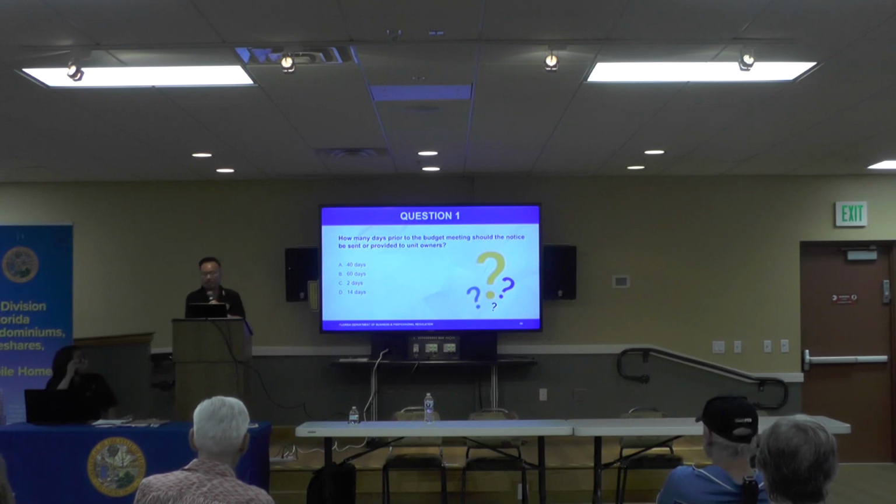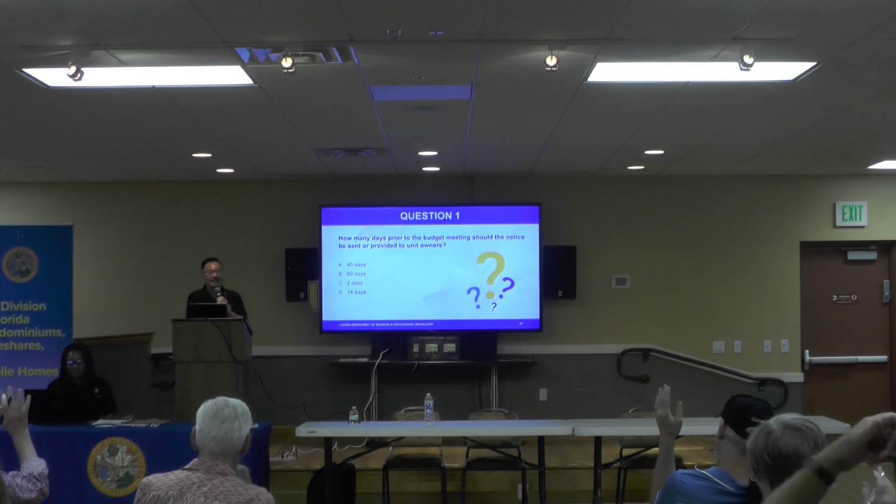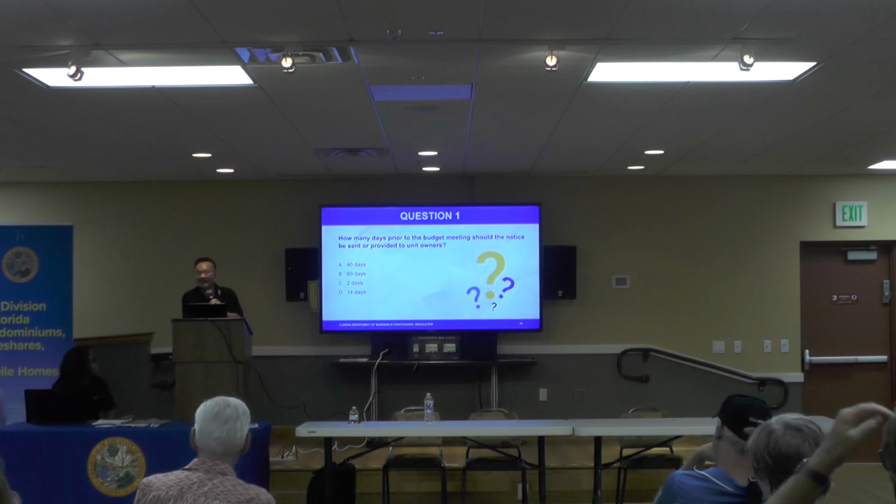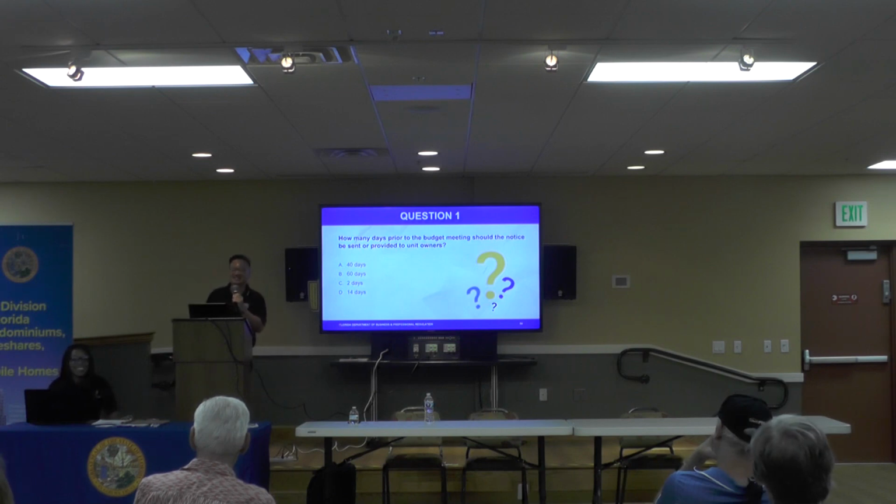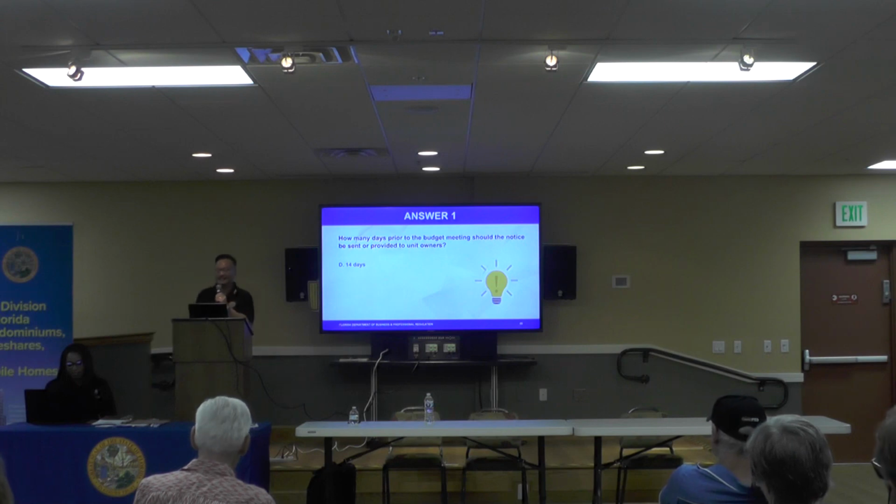How many days prior to the budget meeting should the notice be sent or provided to unit owners? Who says A? Who says B? Raise your hand if you think it's B, C, or D. Can I have unanimous? I don't see unanimous. I don't see a majority, right? And the correct answer is D. 14 days. Remember.